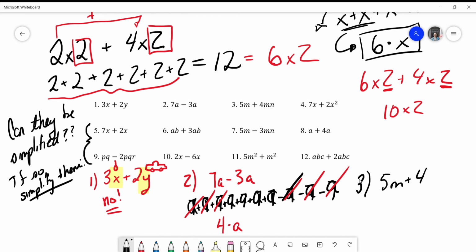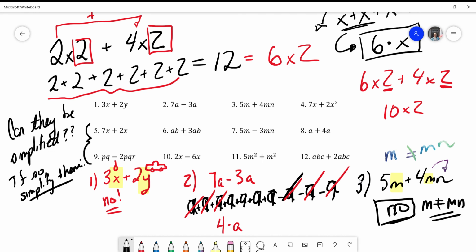5m plus 4mn. Now this is where the difficulty comes in, right? Because you guys see they both have m's, but like what we said before, right, they're not the same because m times n is not equal. So m is not equal to mn. They're not equal to one another, so we can't add them unless they are equal. So no, they are not equal to one another. M is not equal to mn.